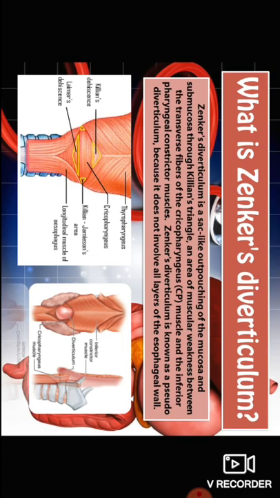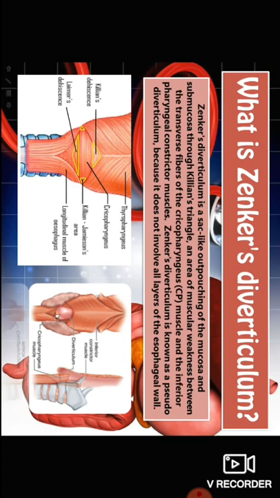Zenker's diverticulum is a sac-like outpouching of the mucosa and submucosa through Killian's triangle, an area of muscular weakness between the transverse fibers of the cricopharyngeus muscle and the inferior pharyngeal constrictor muscles. Zenker's diverticulum is known as a pseudo-diverticulum, which basically means a false diverticulum, because it does not involve all the layers of the esophageal wall. So at the bottom here, you can see Killian's triangle, and this is actually where Zenker's diverticulum forms.